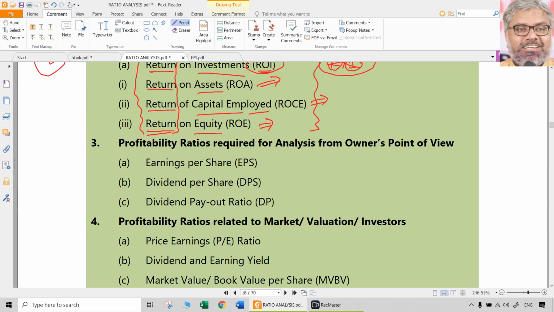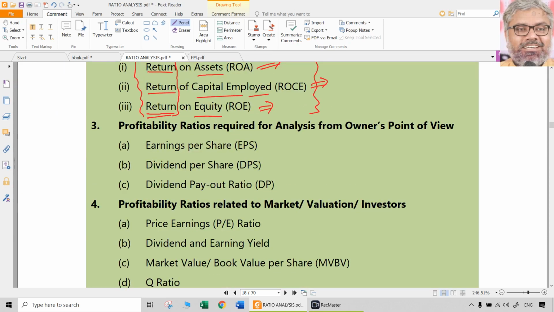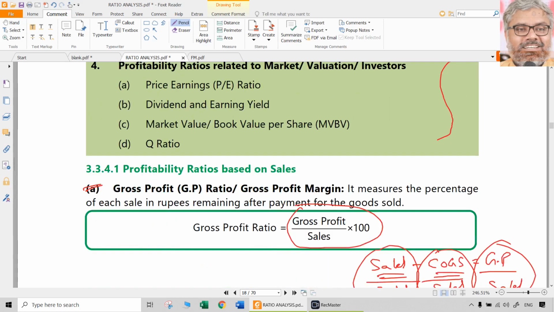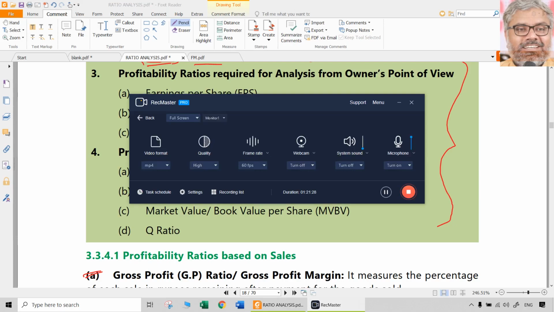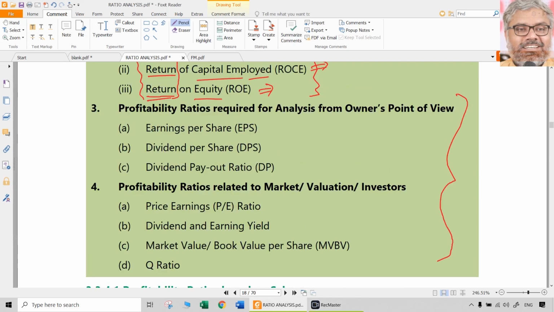So these are the second category of profitability ratios. Now moving to the third category and fourth category of profitability ratios. These are actually mostly from the stock market point of view, and these ratios we can discuss in the next session. That will be better because they have altogether a different type of approach.